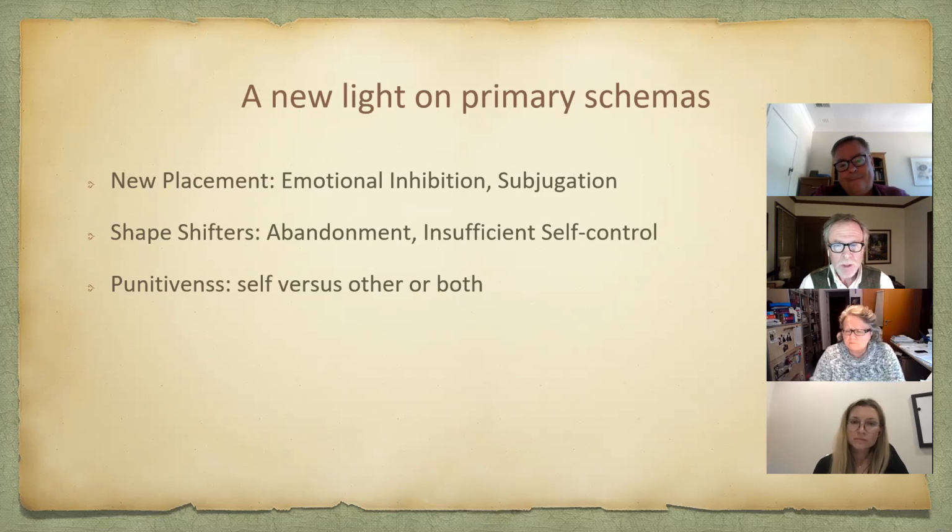There are some other schemas that hop around from one study to the other. I'm referring to them as shape shifters here. Abandonment, for example, sometimes goes with the disconnection domain, sometimes with the impaired autonomy domain. So it suggests that there are different fears connected with abandonment: the fear of not being able to handle day-to-day life, so that you need someone there because you can't count on your own functioning.